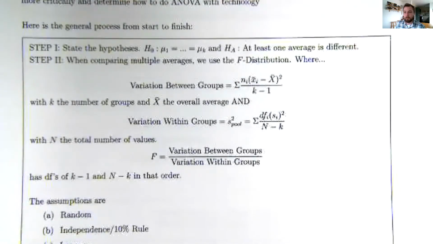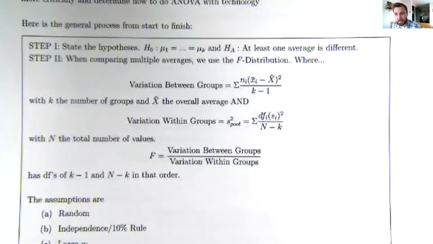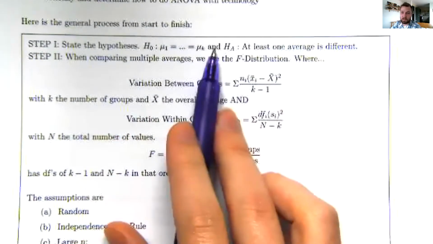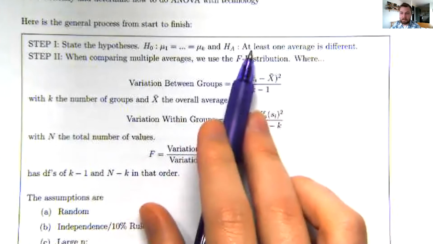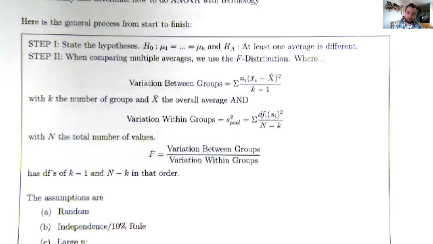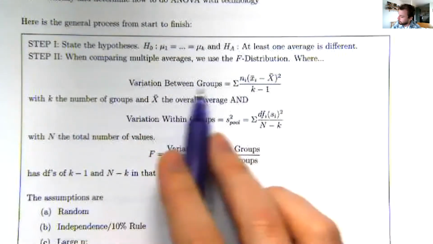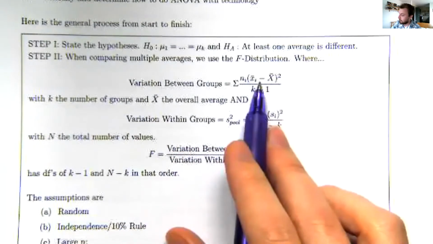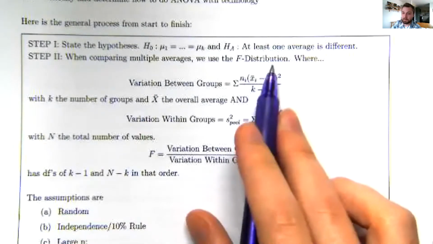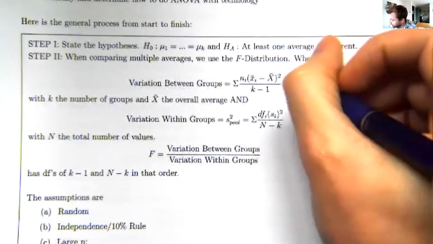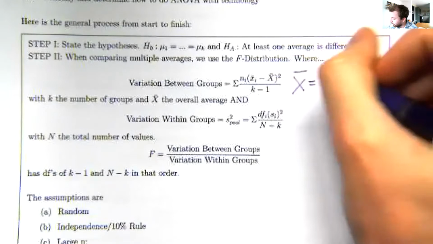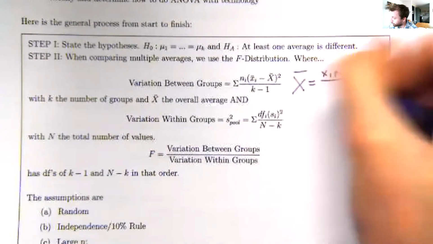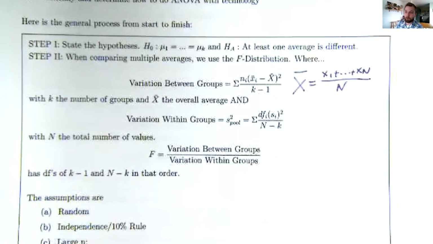Okay. Step 1, we state the hypotheses. The null hypothesis is that all the averages are the same. The alternative hypothesis is that at least one of the averages is different. We found the variation between the groups by taking the weights times the individual averages minus this grand average. This grand average we could find in one of two ways. One way I can find it is by adding up literally all of the numbers and dividing it by the number of terms.